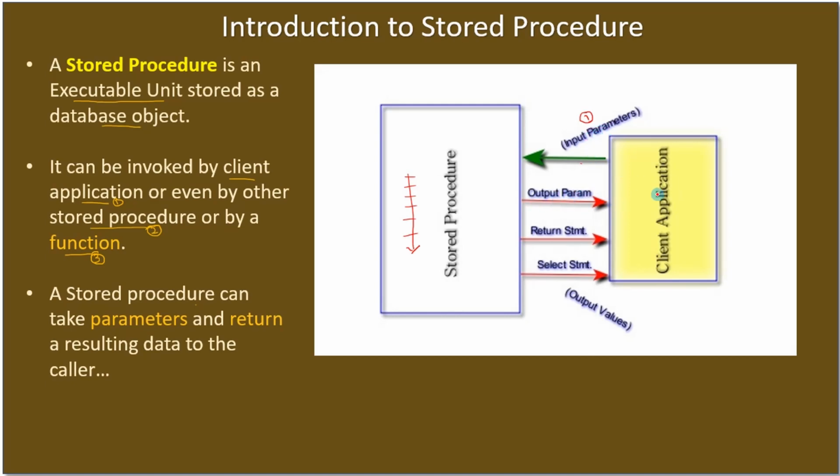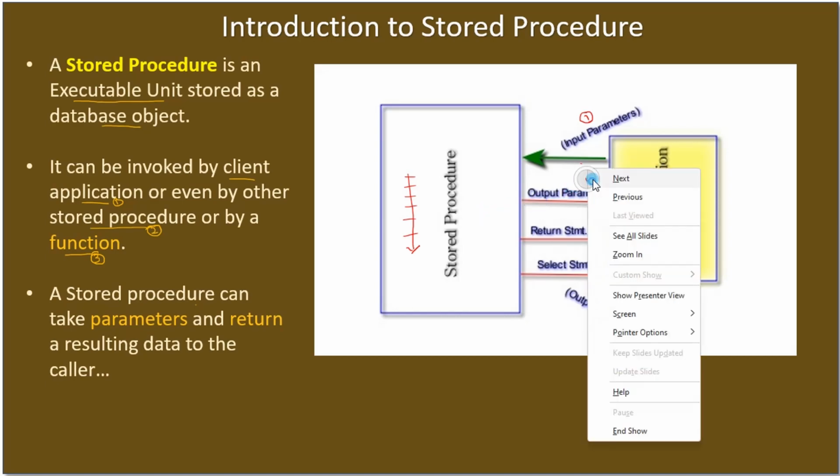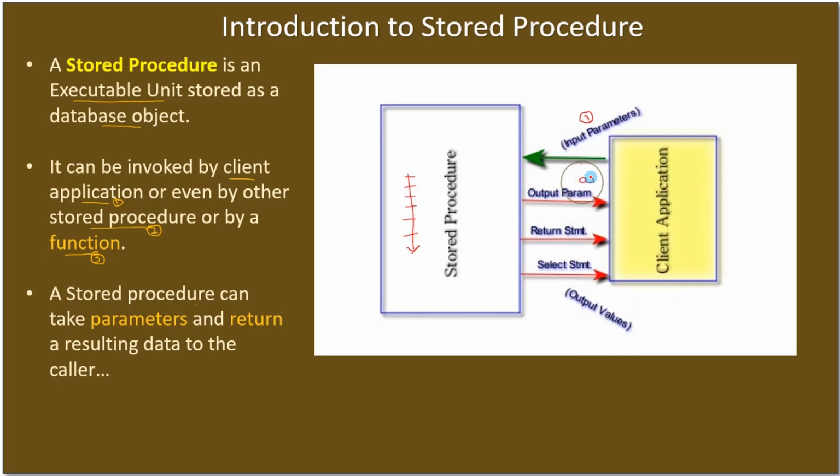So this is the input parameter. The client application can send data and it can retrieve data in terms of an output parameter. That's one option, or through a return statement or through a select statement. All of these will return data back to the caller. So through the output parameter, the return statement, or a select statement, it can return data to the caller. In the third case, it will be a table, rows and columns of data, that can be returned back to the caller.